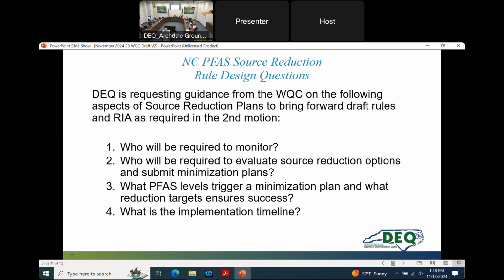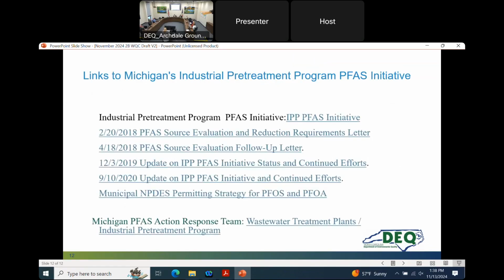And what is the implementation timeframe? So these are really difficult questions, and these are the ones we need to develop an RIA, because you have to have constraints to do that. And then the last page, if anybody wanted to read about Michigan's program, there is an enormous amount of data that you might be interested in looking at. And that's all I have.